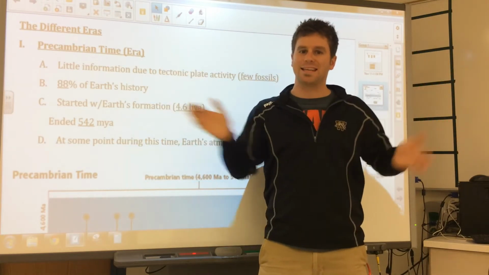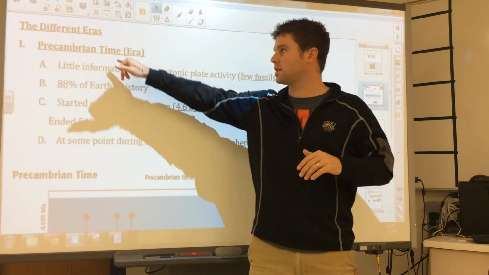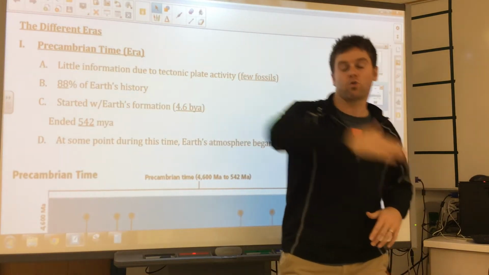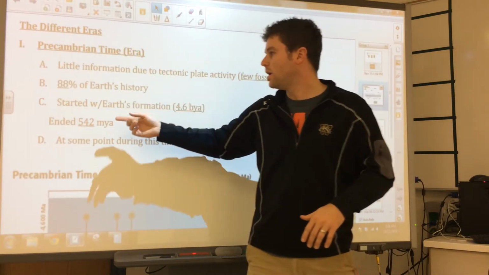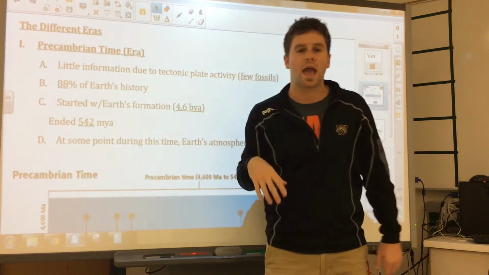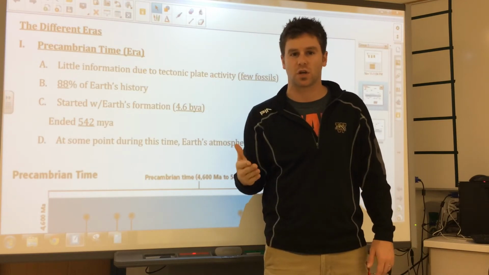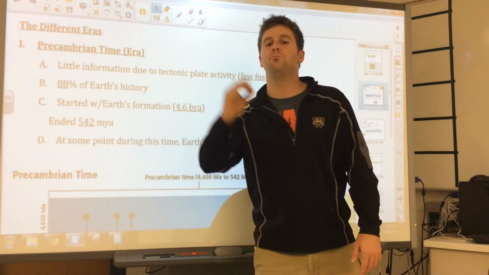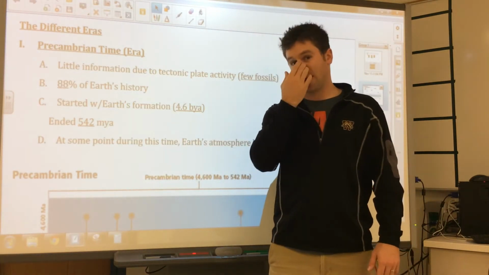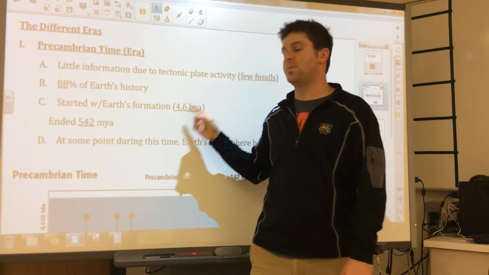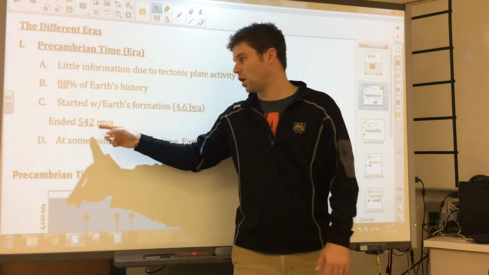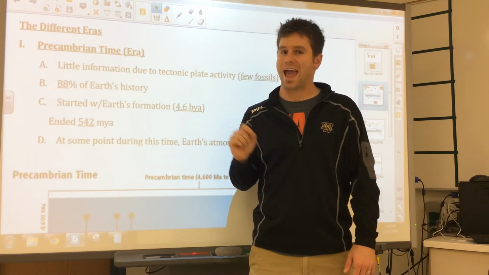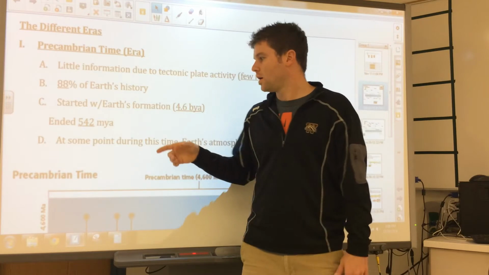So out of 100%, 88% of it existed in the Precambrian time, okay? 88%. So that means the other 12% is the rest of history. So this started when Earth began 4.6 billion years ago, and it ended 542 million years ago, right? So 4.6 billion years ago to 542 million years ago. 88% of Earth's history right here, right?